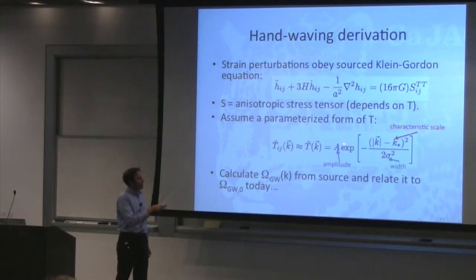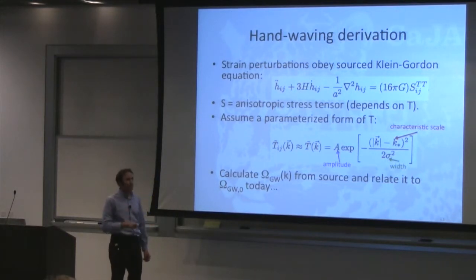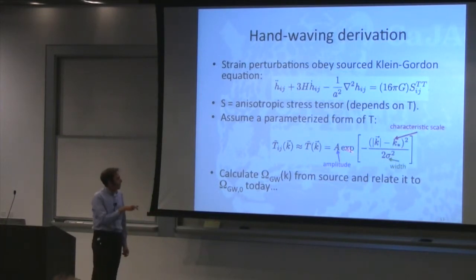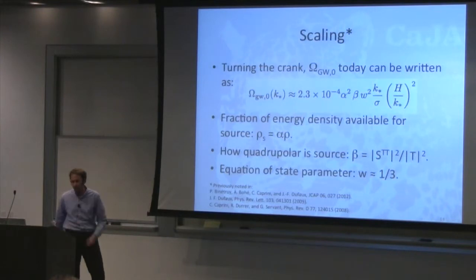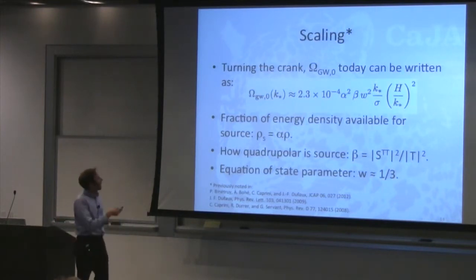Finally, we'll give it an amplitude A, but the amplitude is not going to show up in the final calculation. So the real thing to focus on here is that we're going to assume it has some characteristic scale associated with it and some width. And then we're going to take this simple parameterized toy model and turn the crank in order to see how the energy density spectrum from the source is related to the observed energy density spectrum today. When you do this, you obtain the following expression.